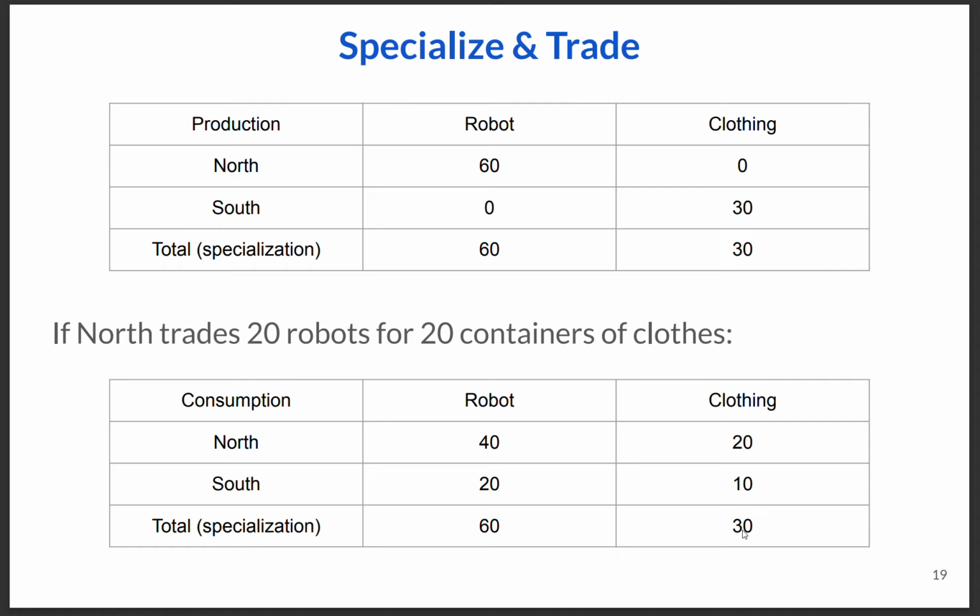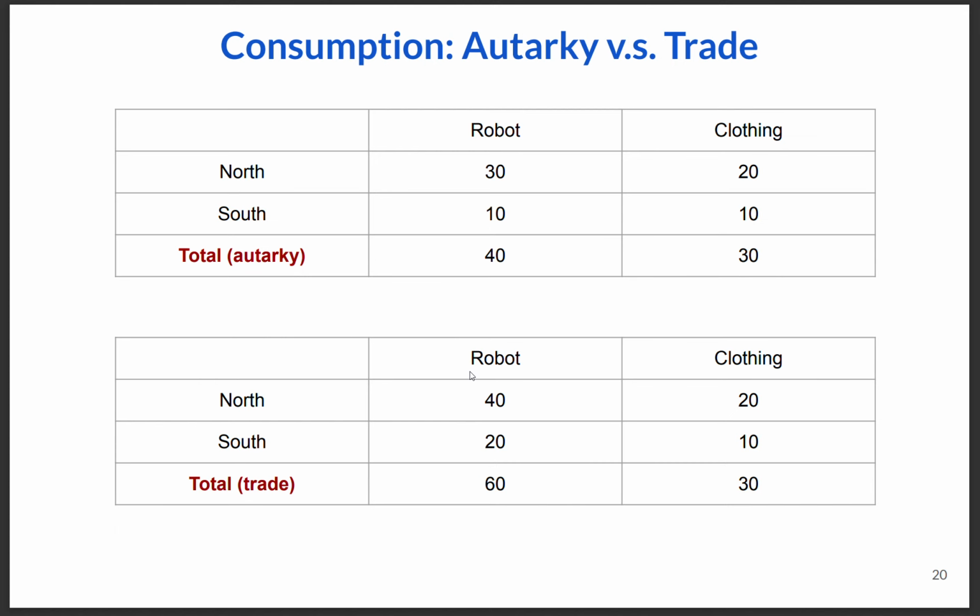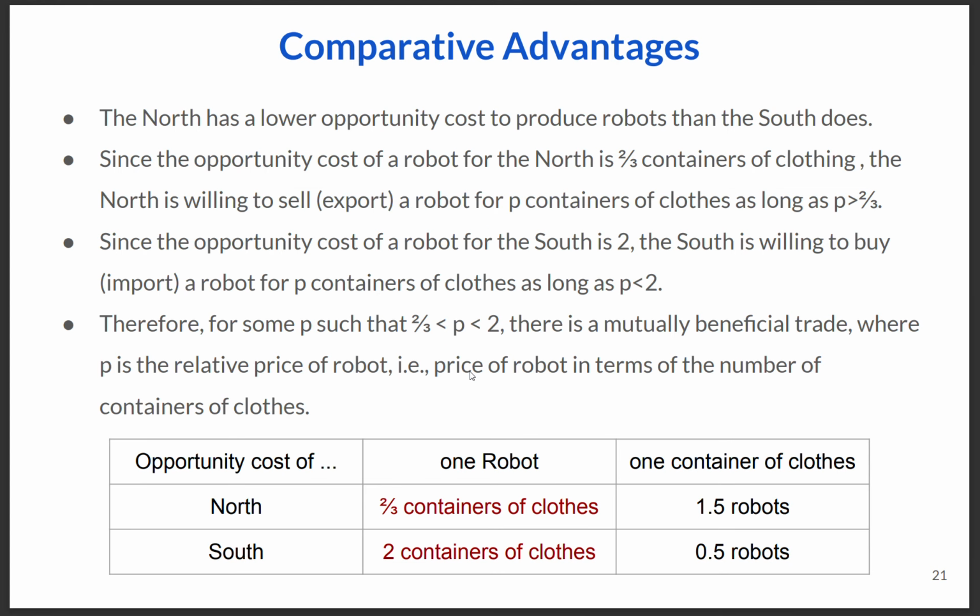The North has a lower opportunity cost to produce robots than the South does. Since the opportunity cost of a robot for the North is 2/3 containers of clothing, the North is willing to sell or export a robot for P containers of clothes as long as P is greater than 2/3. Since the opportunity cost of a robot for the South is 2, the South is willing to import a robot for P containers of clothes as long as P is less than 2. Therefore, for some P between 2/3 and 2, there is a mutually beneficial trade, where P is the relative price of a robot, i.e., the price of a robot in terms of the number of containers of clothes.